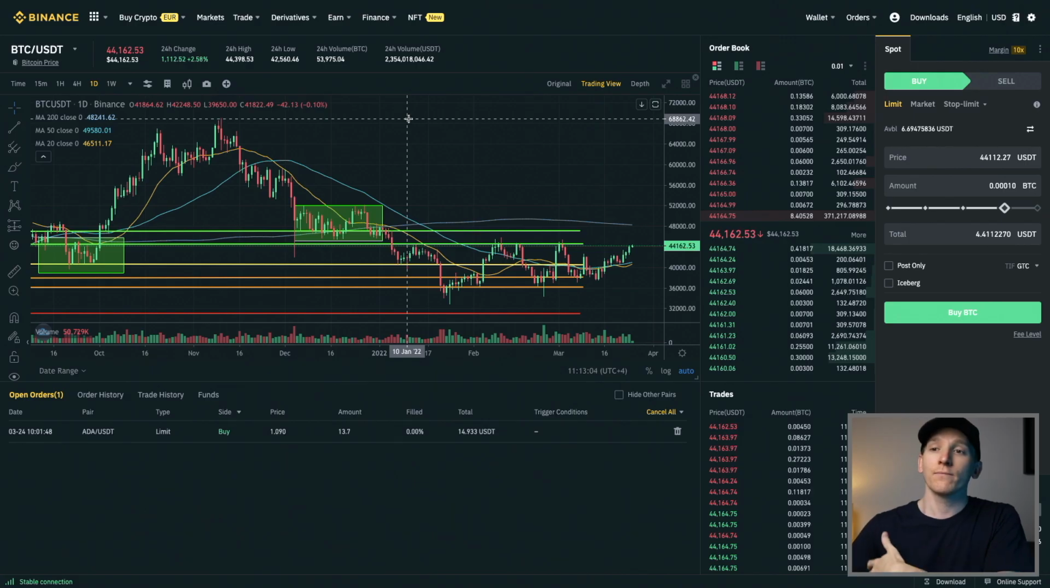The next thing to decide though is whether you want to trade in the spot market or the futures market. There are pros and cons to both, and there are different risks of doing both as well. I'm going to quickly show you the spot market right here. This is the spot market.